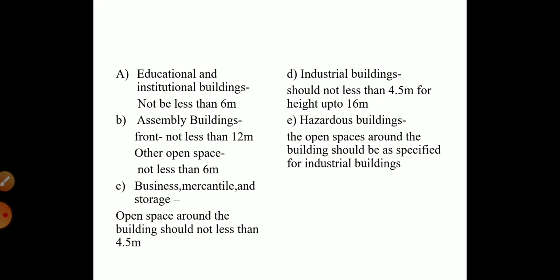The third part is the business, mercantile and storage building. The open space around the building should not be less than 4.5 meter for the business, mercantile and storage building. Where they occur in a purely residential zone or in a residential with shop line zone, the open space may be relaxed.